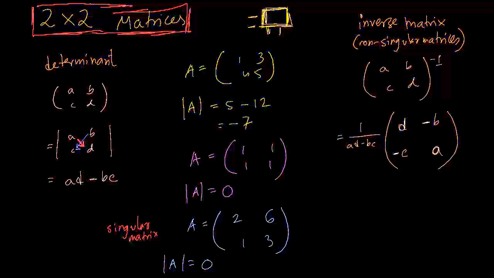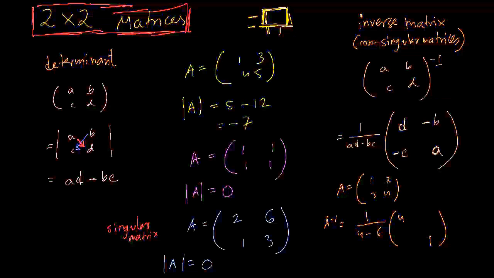So an example would be, suppose we have a matrix A which is 1, 2, 3, 4, and you want to find the inverse of this matrix. So this is going to be 1 divided by 4 minus 6, and then we can just change the positions here. So this is going to be 4 over here, this is going to be 1 over here, and this is going to be minus 2, and this is going to be minus 3.